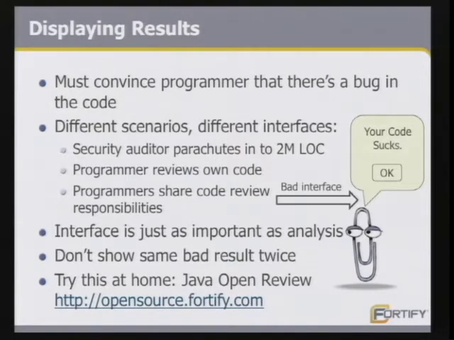If you want to give this a try, we have a project called the Java Open Review where we analyze open source projects and present the results back to the development teams responsible for them. We won't show you all the vulnerabilities in the real open source, responsible disclosure and all that, but there are some samples like the WebGoat application from OWASP that are up on the website. You can play around with one of these interfaces.